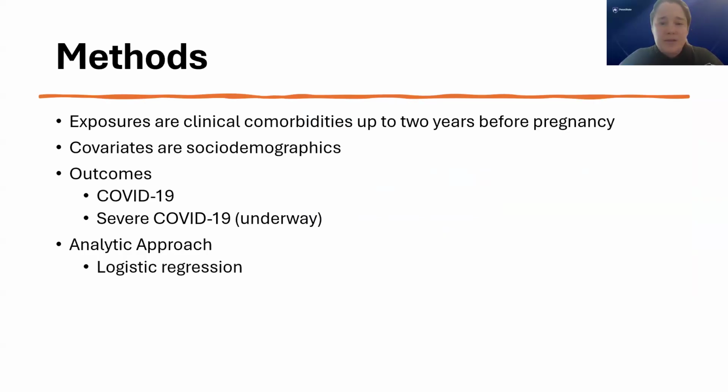So our methods: our exposures are clinical comorbidities up to 2 years before pregnancy. Covariates are sociodemographics. And our outcomes are COVID-19 and severe COVID-19. And we just use logistic regression in this model.